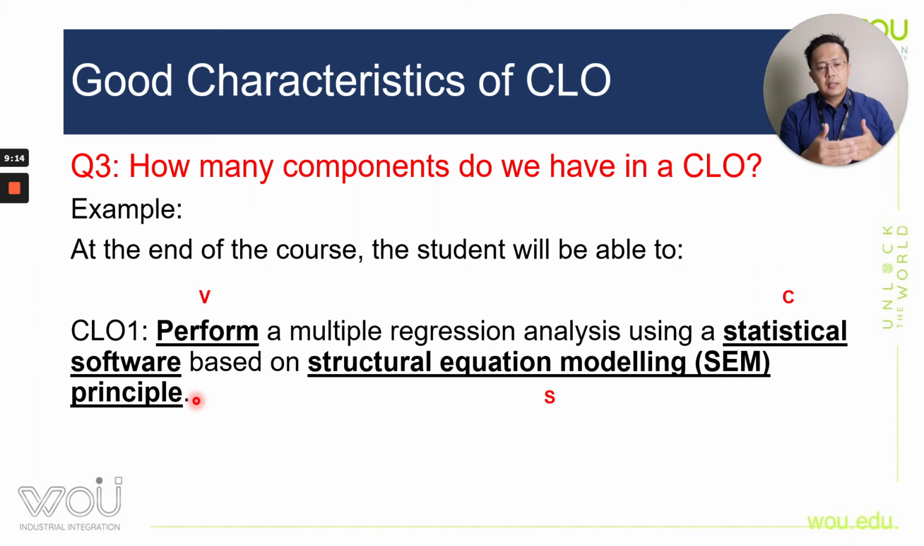So you can see that by playing with the verbs, the condition, and the standard, you'll be able to differentiate the level of learning that you want your degree students to demonstrate and also your master students to demonstrate. Okay, so this is how important it is to know the components in a course learning outcome clearly, so that you can design the right CLO for the right level of learning for the type of students.